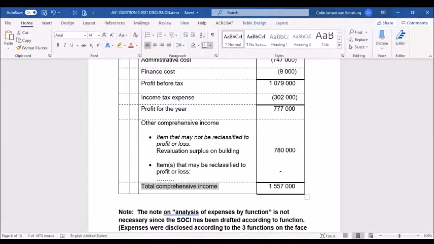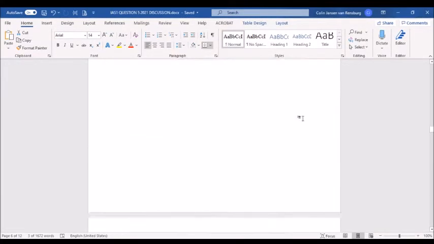Okay, so before we go to our statement of changes in equity, let's have a little pause again. Ladies and gents, have you got any questions on that statement of comprehensive income? Doesn't seem so.